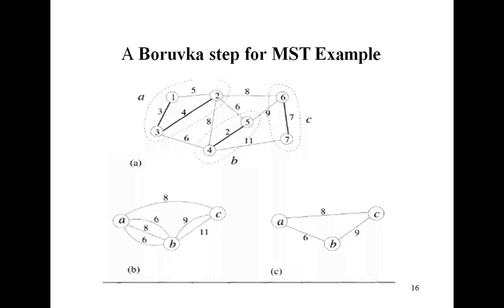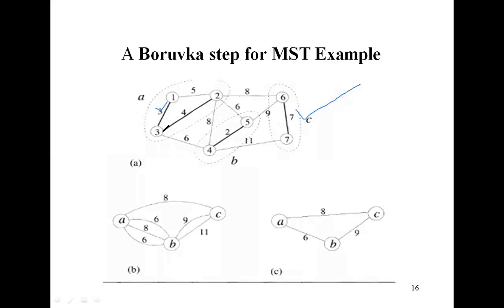The edge 6, 7 is chosen for node 7. See this one. This is one edge. 1, 3 is another edge. 1, 3 and 6, 7 we selected. All the chosen edges are shown with thick lines. So we are representing all these edges with thick lines.